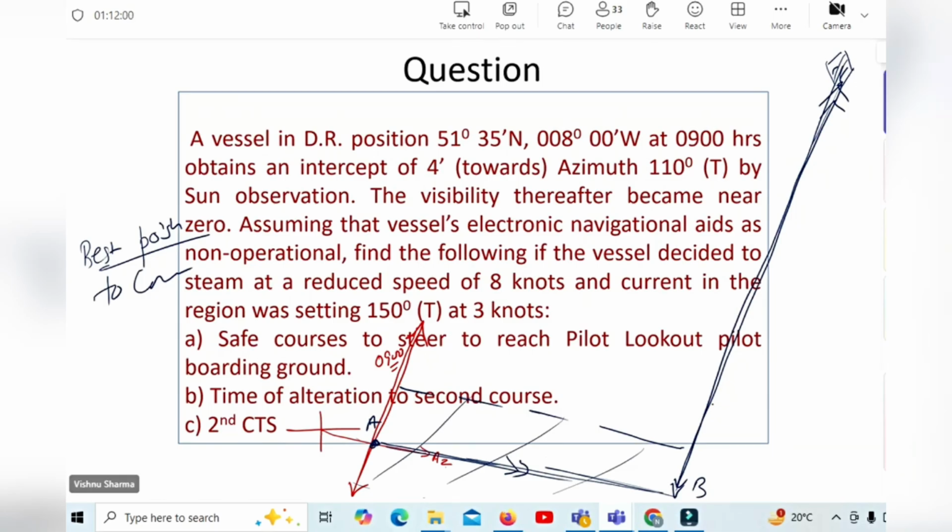And then at B, this will be the second CMG. And you can counteract current on that. I have a plot of one of the students here from the previous batches.